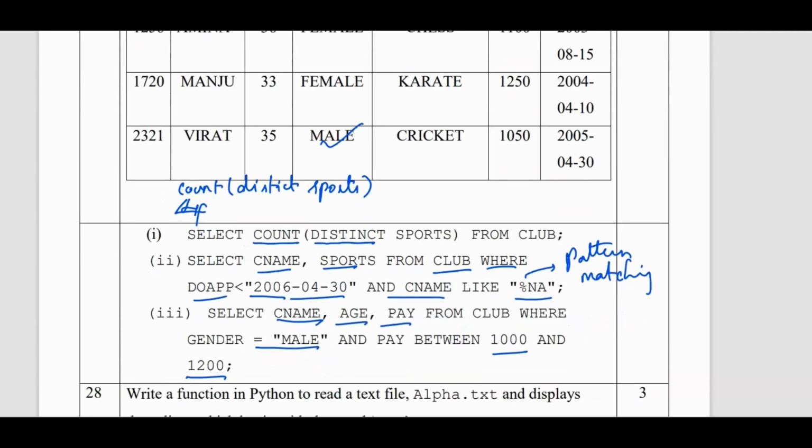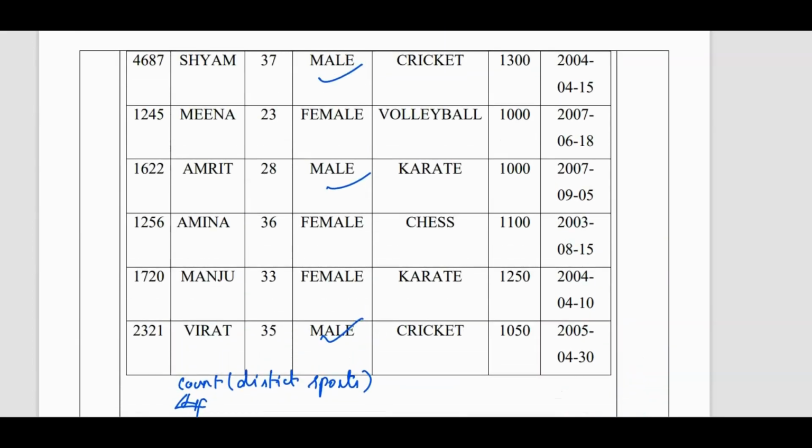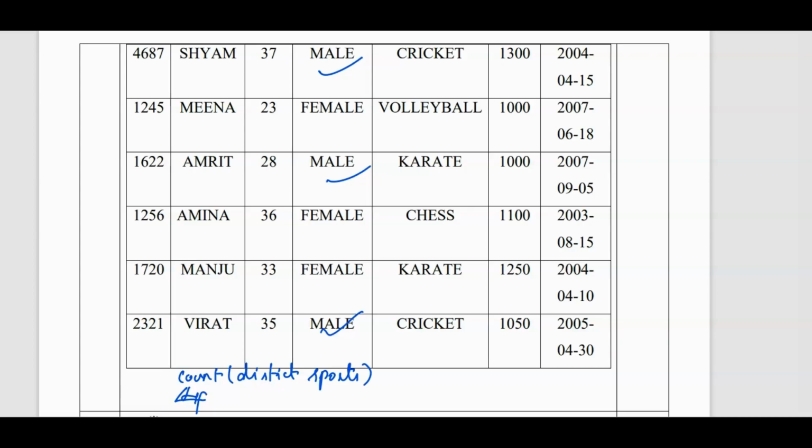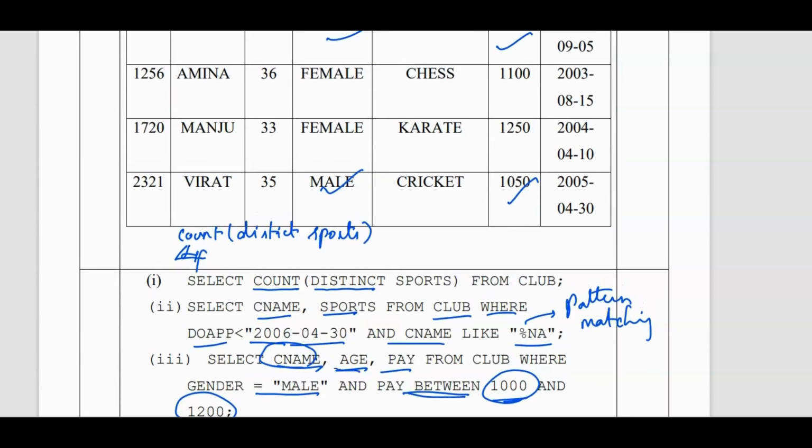What is the next condition? The pay between 1000 and 1200. The BETWEEN operator includes 1000 and 1200 also, that is, the upper limit and the lower limit. So the first male has a pay of 1300, which is greater than 1200, so this will not come. The second male has a pay of 1000, so this will come. And then the third male has a pay of 1050, which is less than 1200. Okay. So you should specify the CNAME, age and pay.